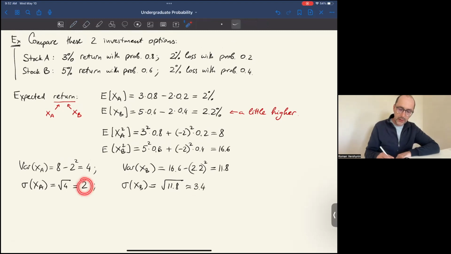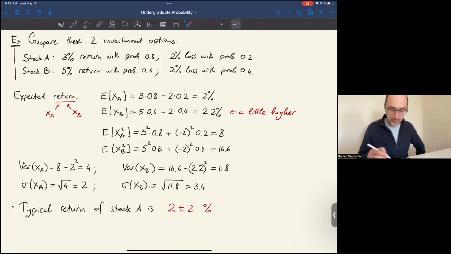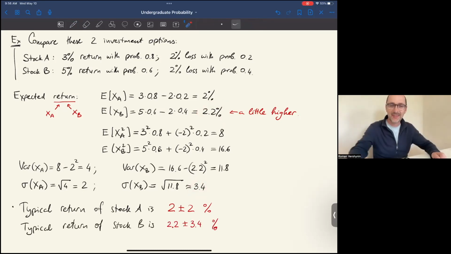To interpret these numbers, let's take the square root of them and get the standard deviations. And we get 2 and 3.4 respectively. So we can intuitively interpret the result of our solution as follows. Stock A on average yields 2%, but typically deviates from this value by 2% on each side. And stock B on average yields 2.2%, but typically deviates from that value by 3.4% on each side.